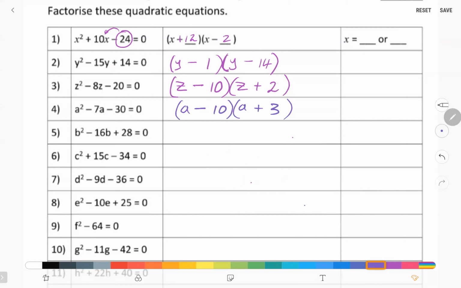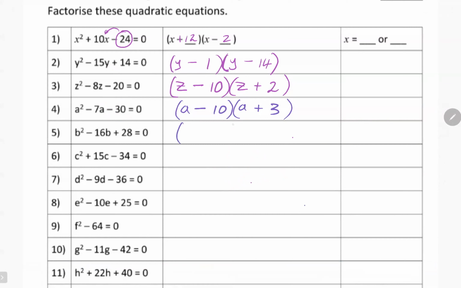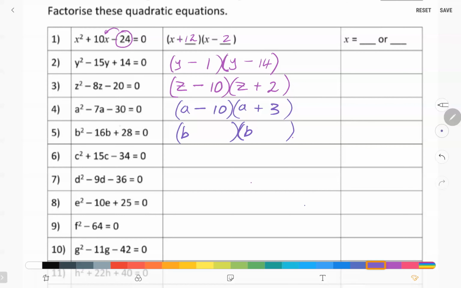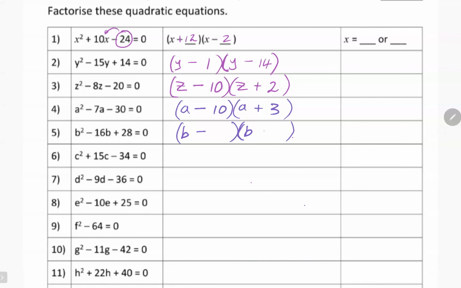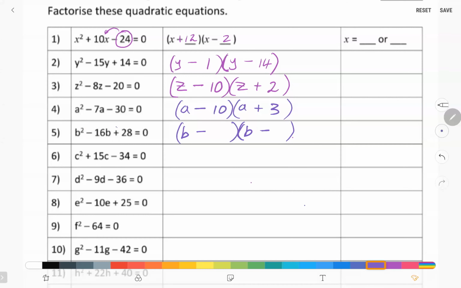The next one again, the first term is just b squared, so that is an easy factorization to do. So it becomes b and b. The plus out here tells me that the two signs in the bracket are the same, and this tells me that they are both negative. Minus, minus. And this plus tells me now that I want factors of 28.